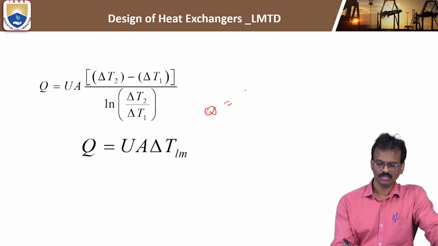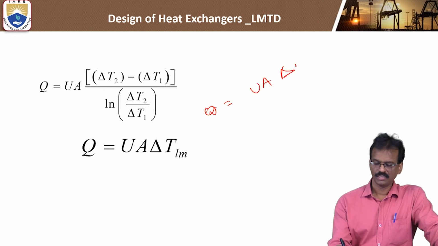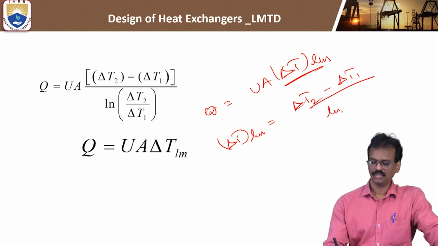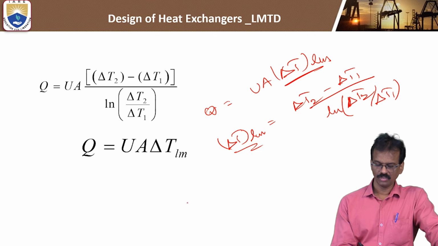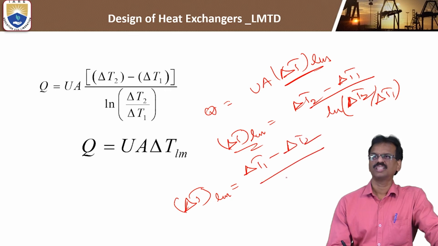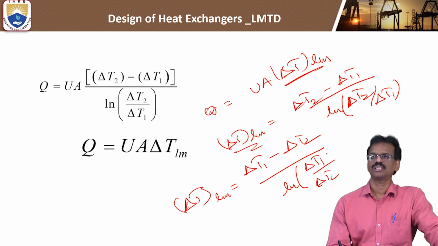So already you know that UA into delta T LM. This delta T LM is nothing but delta T2 minus delta T1 by ln delta T2 by delta T1. Otherwise, you can rewrite like this: delta TLM is nothing but delta T1 minus delta T2 divided by ln delta T1 by delta T2. You can write like this one.